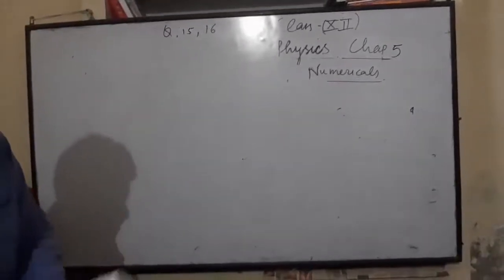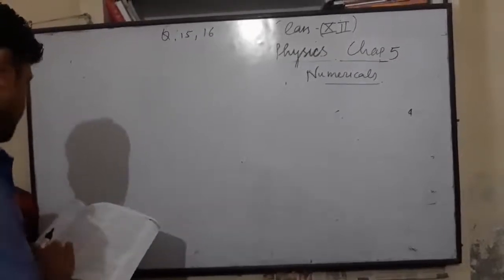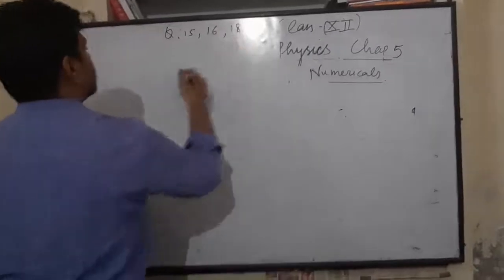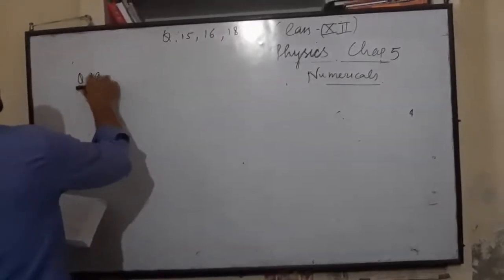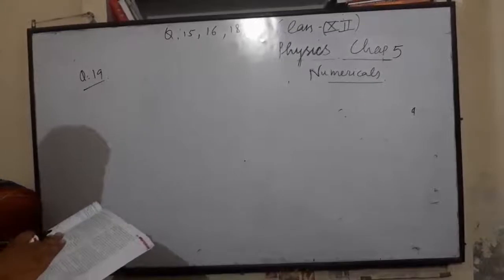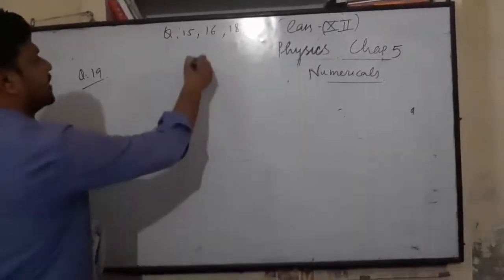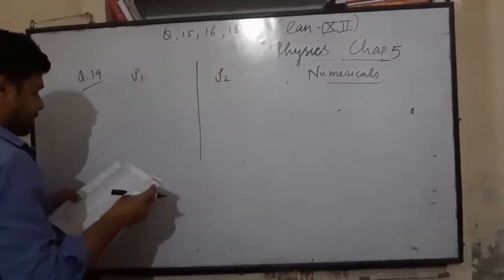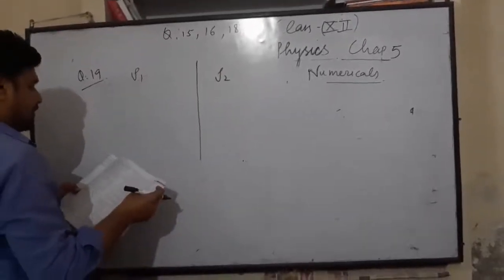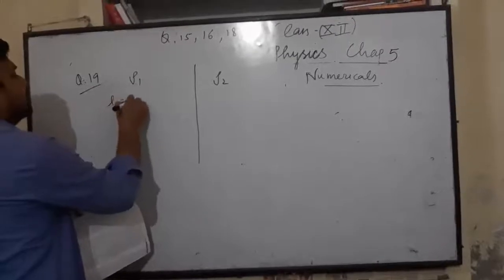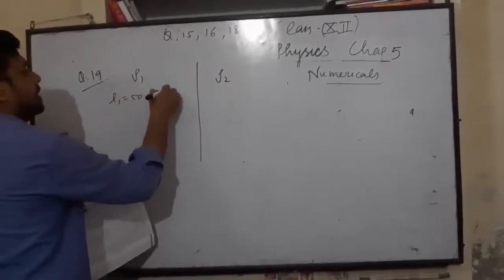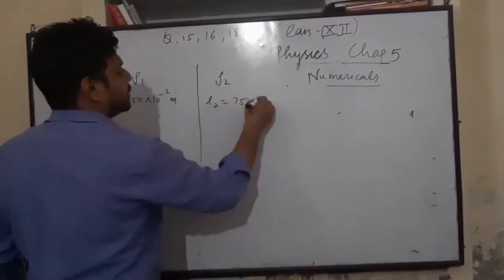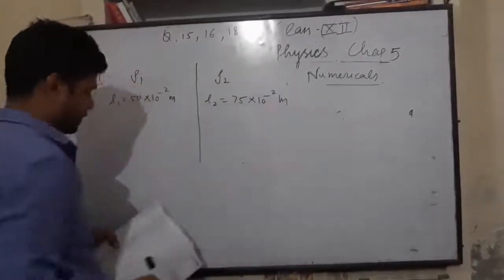Now question number 18, you will do yourself. Now question number 19. We have two wires of different material. It means their resistivity will be different. Of length 50 and 75. L1 is 50 into 10 to the power minus 2 meter and L2 is 75 into 10 to the power minus 2 meter.